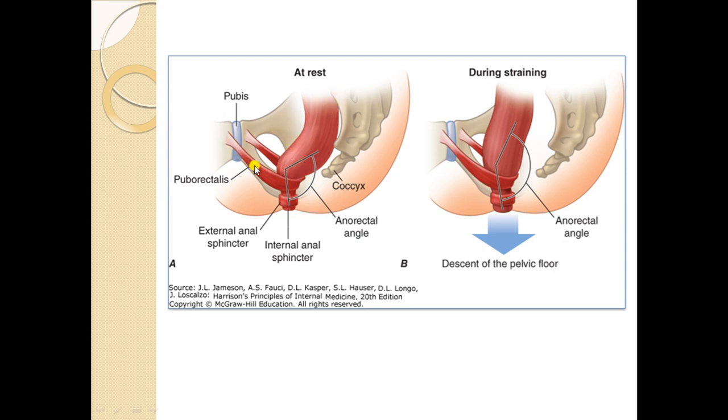So this is about the puborectalis sling, and here the coccygeal raphe is not present in this puborectalis muscle region.